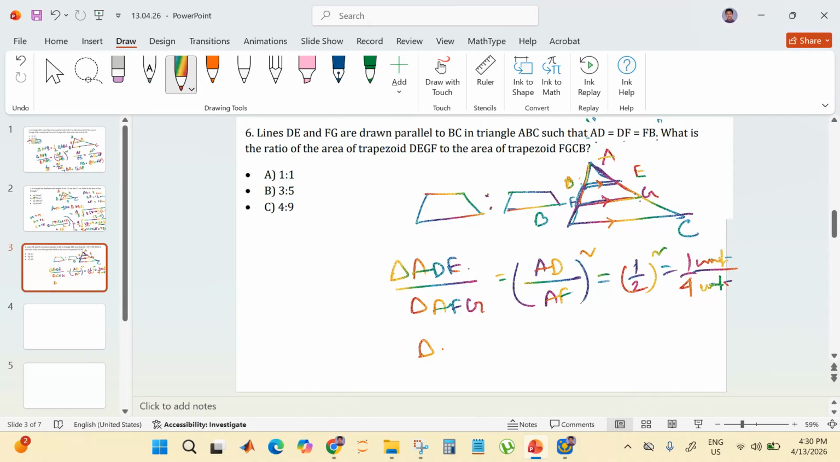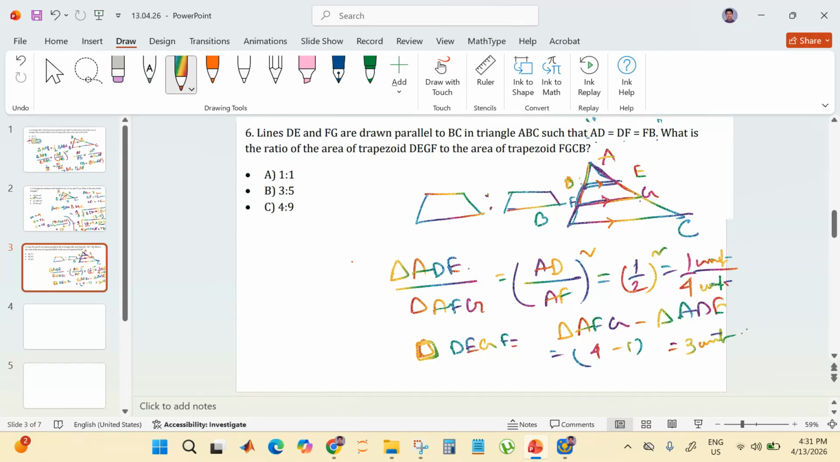Then the area of the trapezoid DEGF will be what? Area of triangle AFG minus triangle ADE, right? So that means 4 minus 1, that is 3 units.